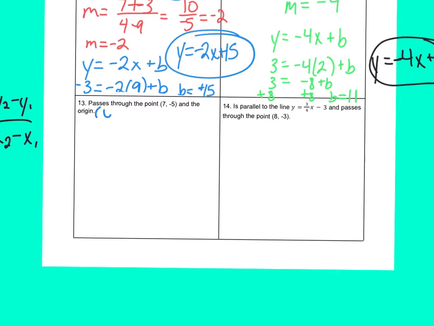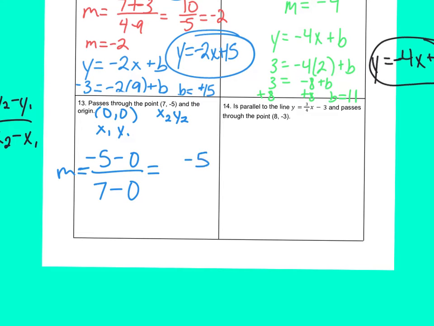That's just 0, 0. So now this just is 2 points, right? And what do I do if I have 2 points? Hint, hint, hint. Plug it in? Yep. So it doesn't matter which point I pick as the first one and the second one, just as long as I stay consistent. So we'll do x1, y1, x2, y2. So -5 minus 0 over 7 minus 0. You with me? What's -5 minus 0? What's 7 minus 0? Ooh, just positive 7, right?